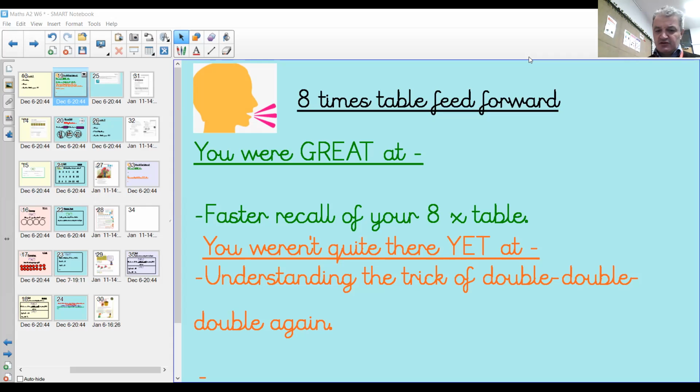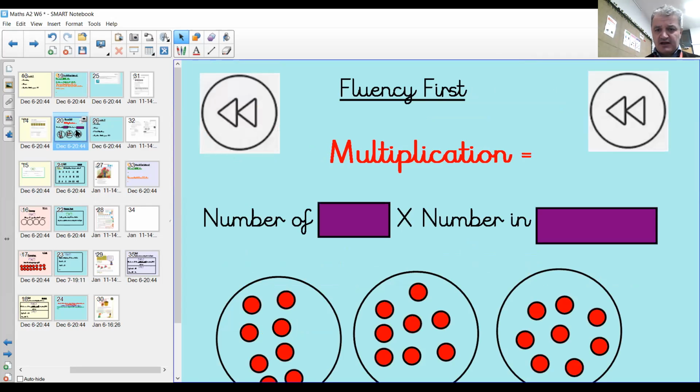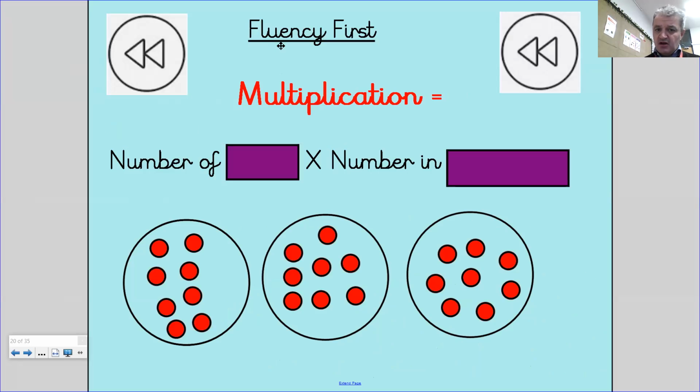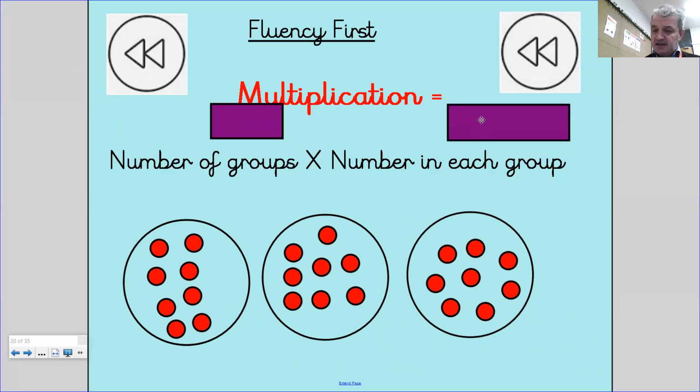Okay. Yesterday we looked at the trick of doubling, doubling, and doubling again. So if we know the 2 times table, we can know the 8 times table in effect. We looked at that yesterday as well. Okay, just a quick reminder, fluency first. What I'd like to do is think about, remember, multiplication. What is it? I'm just thinking about these problems. Number of, what do we call it? Number of groups times the number in each group.